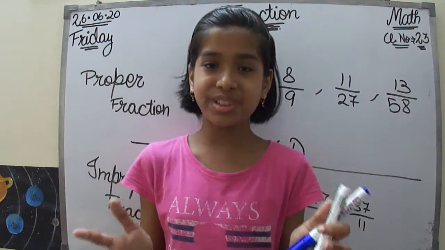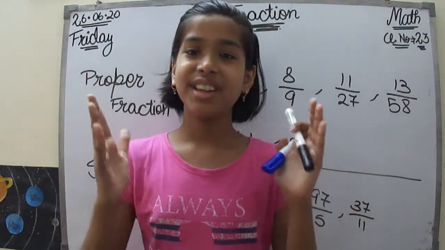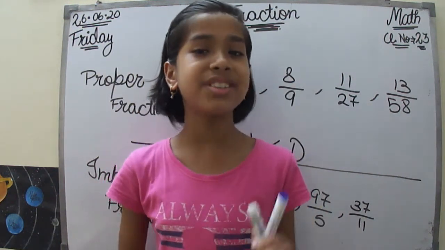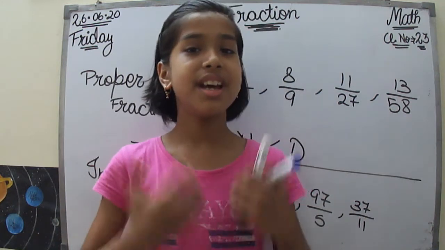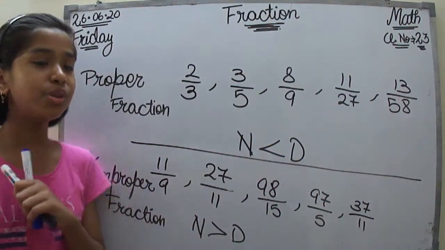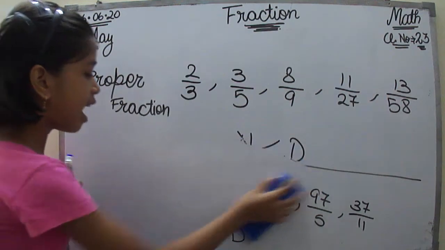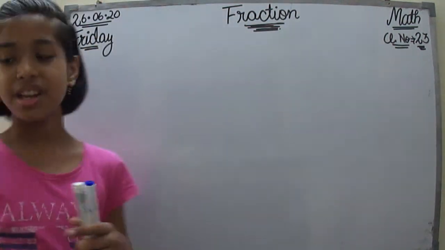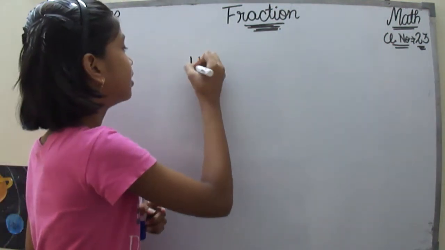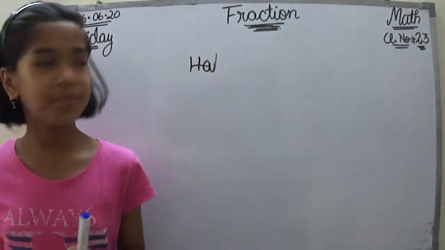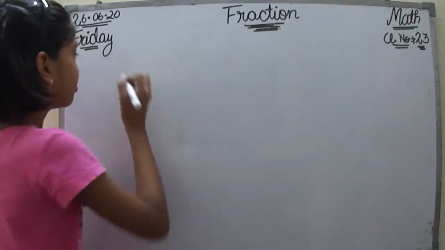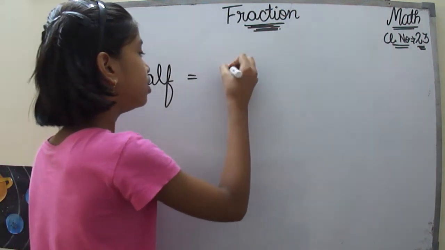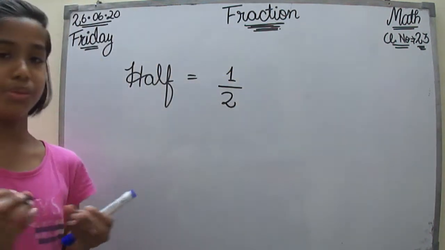Here is one more use of a fraction. So I think you use this word half many times. Yes, so this half is also a fraction. How can it be represented? It can be represented as 1 upon 2. And as we already know, the half is a part of a whole. So here the half is equal to 1 upon 2.